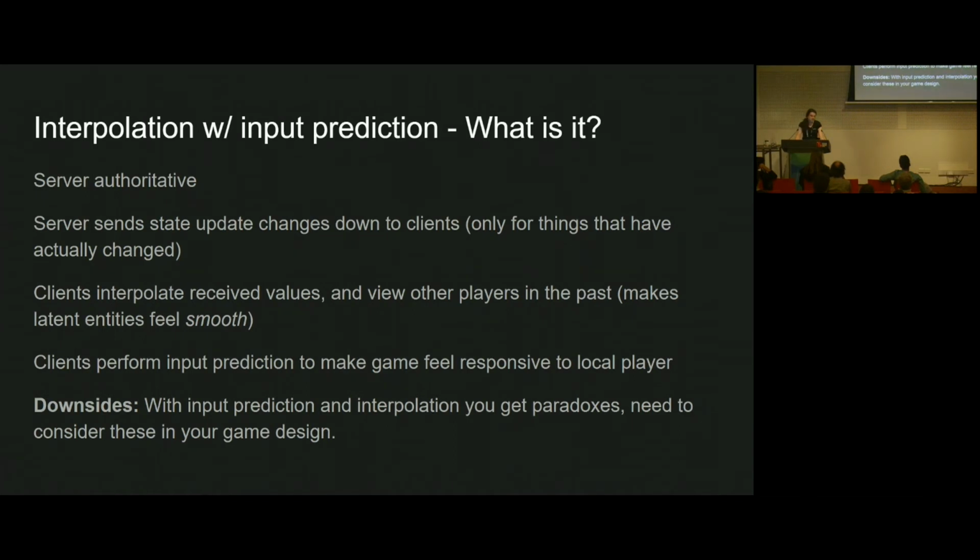And that means that the clients have to interpolate between those updates, because it's not necessarily going to look smooth. If you don't interpolate it, it's going to kind of jump. The entity's going to jump all over the place. And then clients also perform input prediction to make the game feel responsive to the local player.